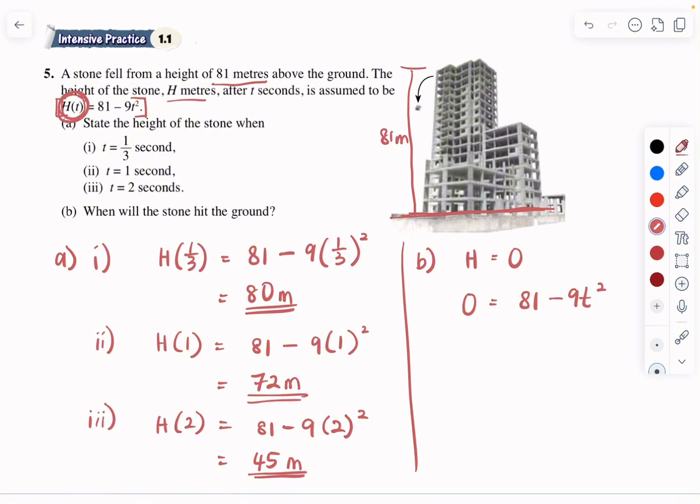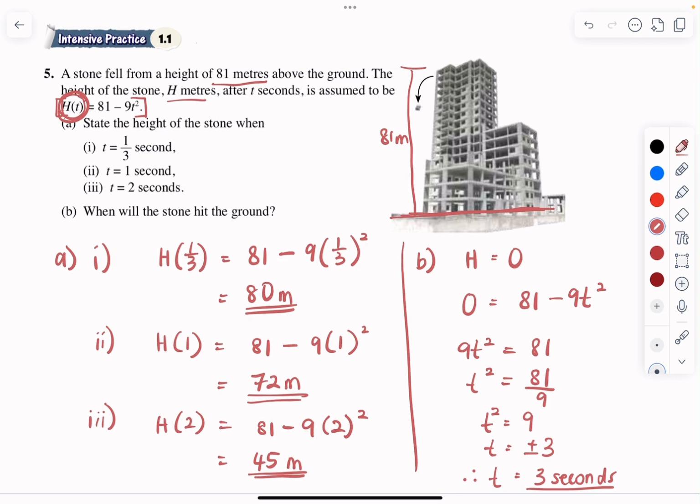Okay, so we make t the subject here, so we bring 9t squared equals to 81. t squared is 81/9. Therefore t squared is 9. Therefore t is plus minus 3. Okay, the square root of 9 is plus minus 3, but of course time cannot be negative. Therefore time is 3 seconds. So after 3 seconds, the stone will hit the ground. It will hit the ground now.